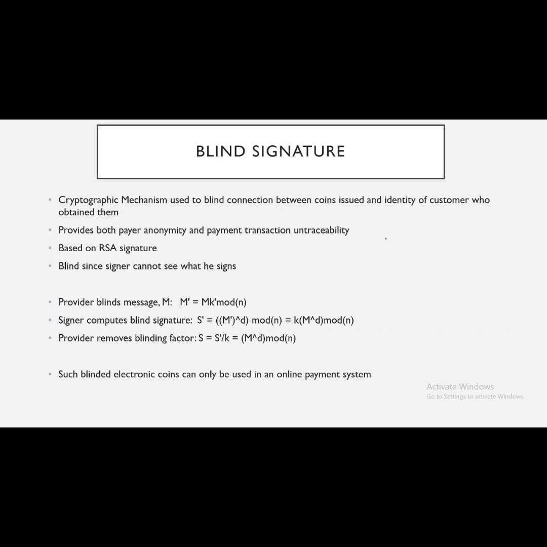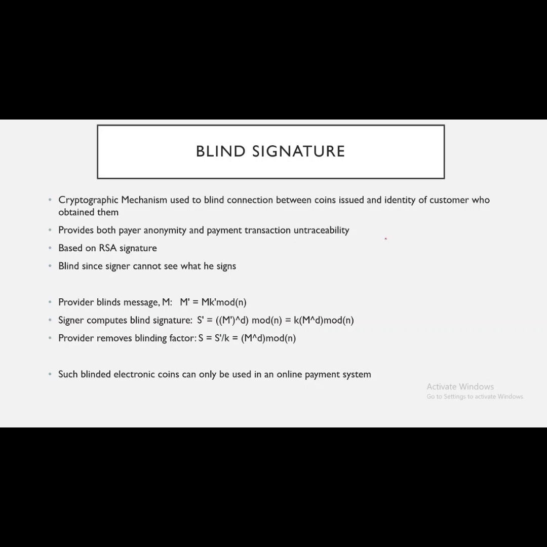Now, what happens in blind signature is somewhat similar to what has happened in the RSA mechanism. So, there are three steps involved. The first one is blinding the message that the user wants to send. The message is M and K is the blinding factor. So the new message or the cipher message would be M·K mod N, and when it is brought to the signer, he cannot see what he is signing.